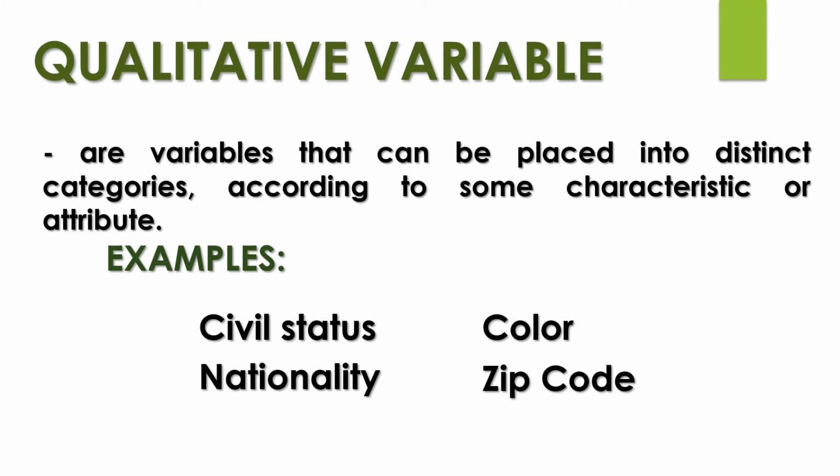Qualitative variables can also be classified into two or more non-numeric categories according to the characteristic or attribute. Non-numeric means it is not a number, like civil status, nationality, color. Those are attributes that are not numbers. Unlike zip code, it is a number but qualitative, because it has distinct categories. It means the characteristic is distinct, and it is not computable.